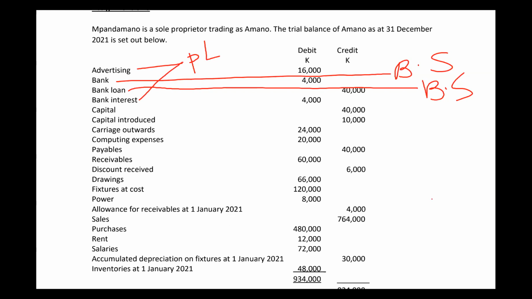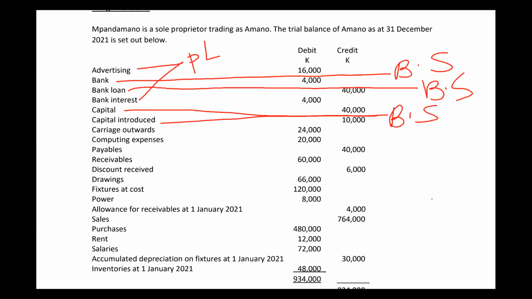Then you go to the capital. Where do you place capital? Balance sheet. Capital is equity. It goes in the balance sheet, BS. And the capital introduced, obviously, goes in the same direction.